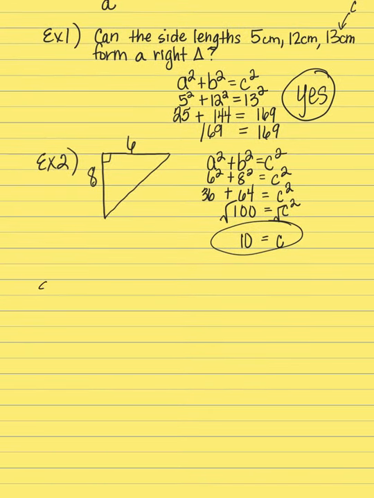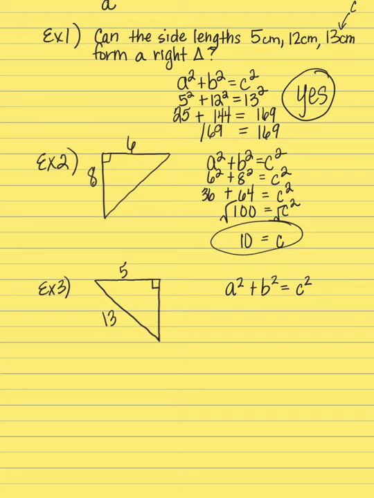Just like example 2, but let's do a triangle that has the sides marked, and let's do one where we're missing one of the legs. So if this is my triangle, and it's a right triangle, so I can use Pythagorean theorem, I'm going to start by writing down a squared plus b squared equals c squared.